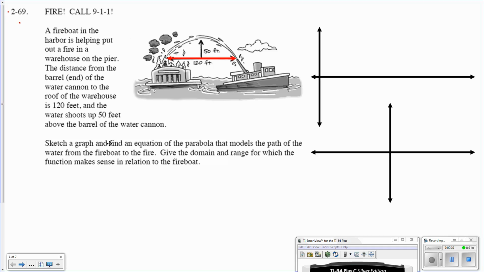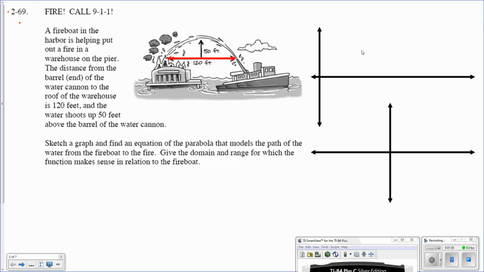Sketch a graph and find an equation of the parabola that models the path of the water from the fireboat to the fire. Give the domain and range for which the function makes sense in relation to the fireboat. So we've got an illustration here. We've got the barrel. It's shooting the water up 50 feet high, and then it's coming down 120 feet later on the fire here. So a couple ways this can be done.